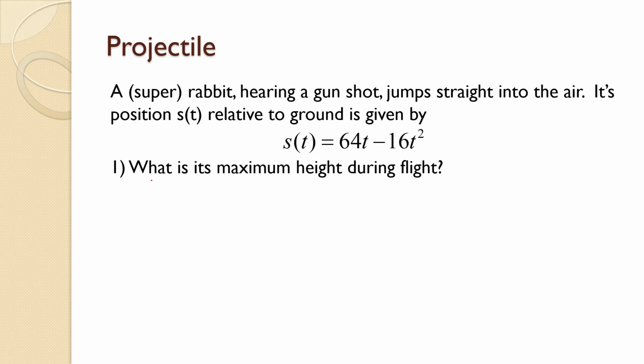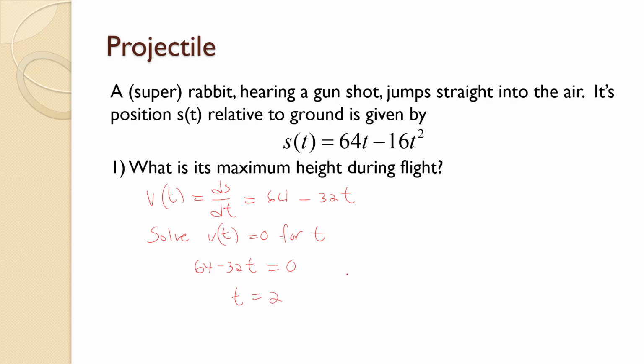But the velocity as a function is just the derivative of the position in time, and that's 64 minus 32t, and that always exists. So the only time when we could get a maximum height is when the velocity was 0. So I'll just solve that the velocity is 0 for t. That gives me 64 minus 32t equals 0. That means that t would have to be just 2. So I need to know then, what's that height? So I need to know what's the position after 2 seconds.